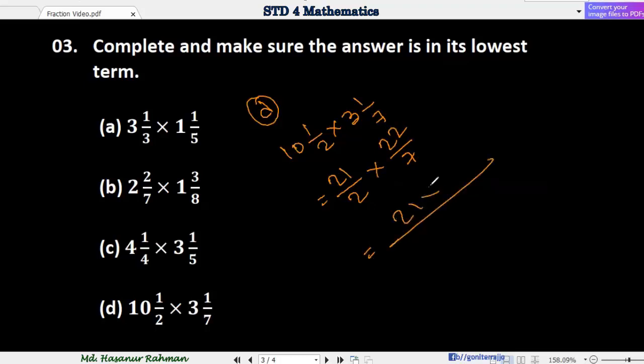So 21 multiplied by 22 divided by 2 multiplied by 7. So now we have to divide. If we divide 21 by 7, we'll get 3. And we can divide 22 by 2, that is 11. So 3 multiplied by 11 should be our final answer, that is 33.